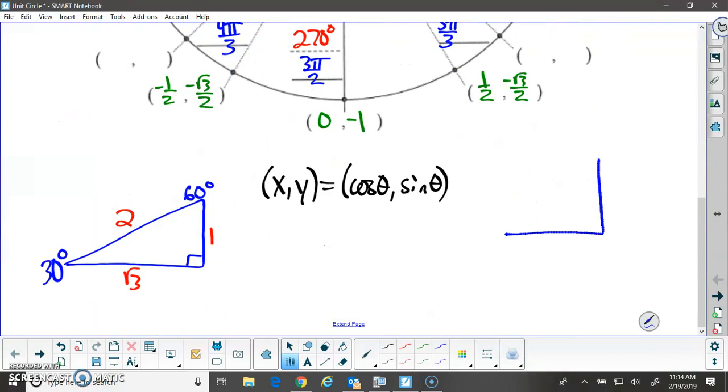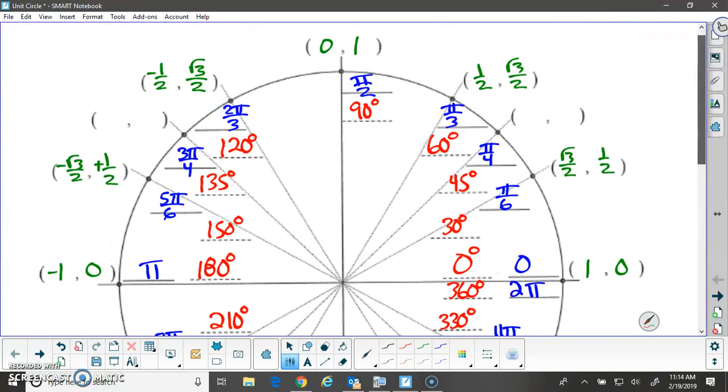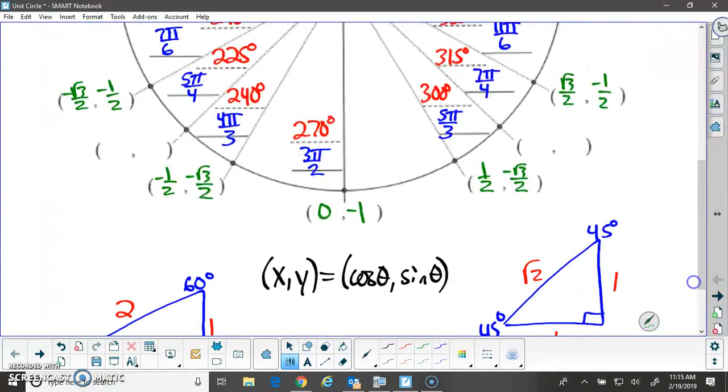If I draw a 45, 45, 90 triangle, our ratios of our legs is 1 to 1, and the hypotenuse is square root of 2. Therefore, the cosine is equal to root 2 over 2, and the sine is equal to the same thing. Based upon symmetry, we get that point, this point with a negative y value, and this point with a negative x and a negative y value.